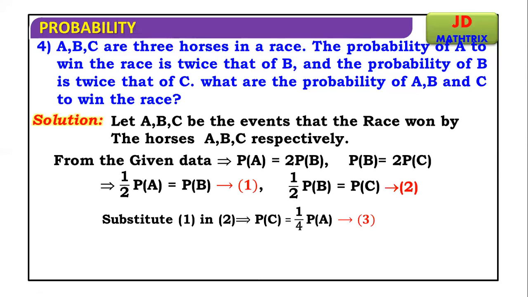So that means we got the probability of B and the probability of C in terms of the probability of A.